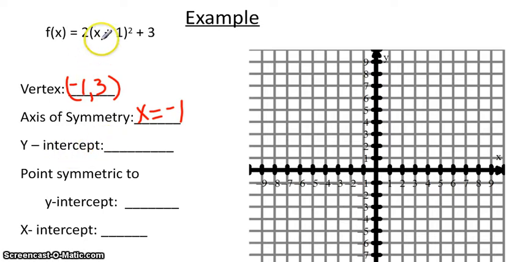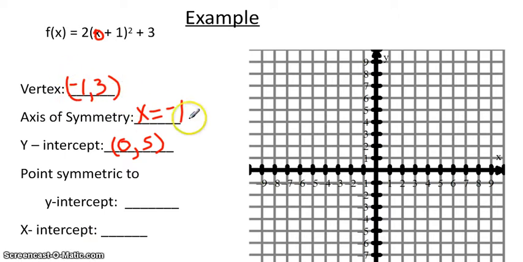My y-intercept, we're going to put 0 in for x. When I put 0 in for x, I'm going to calculate the y. So I have 1 squared times 2, which is 2, plus 3 is 5. So my y-intercept is (0, 5). The point symmetric to the y-intercept, which is a mirror image of our y-intercept across the axis of symmetry. So we'll get that when we plot our graph, and we'll also get the x-intercept, excuse me, after we plot our graph. So let's go and let's plot our graph.